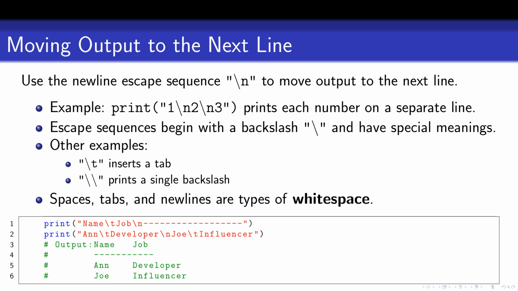A few other common ones include \t for a tab, great for lining things up in columns, and \\ for printing a literal \. These sequences might look strange at first, but they're essential when you want to format your output neatly. In the example here, the program uses tabs and new lines to print a table-like display with names and jobs, clearly structured for the user to read.